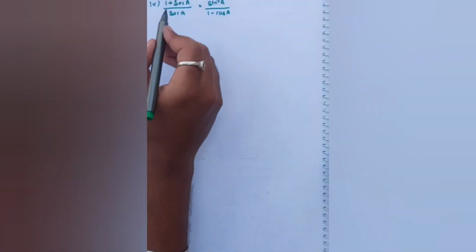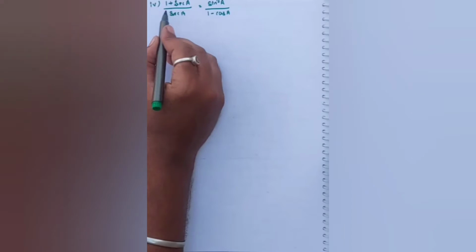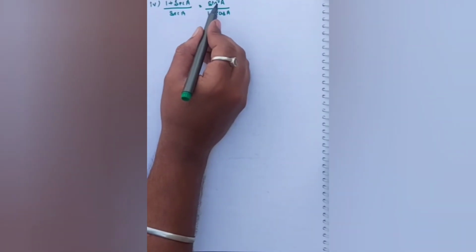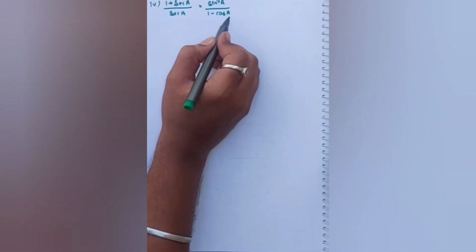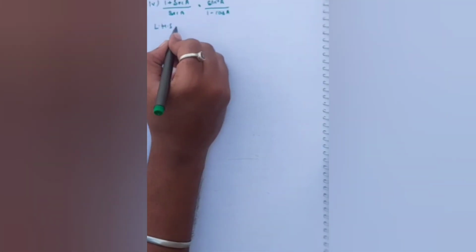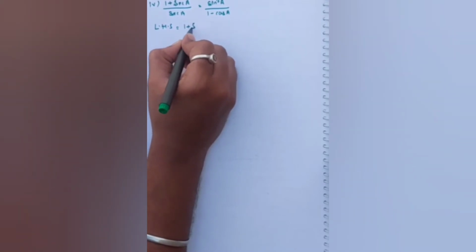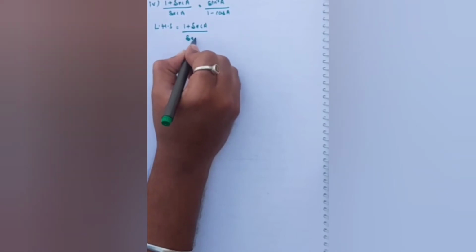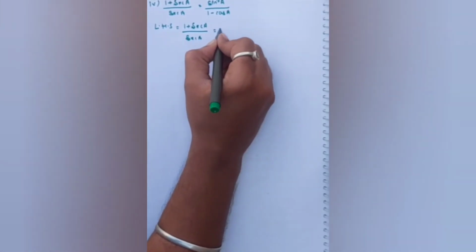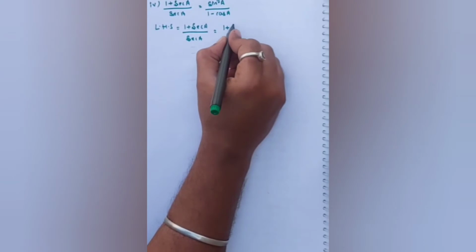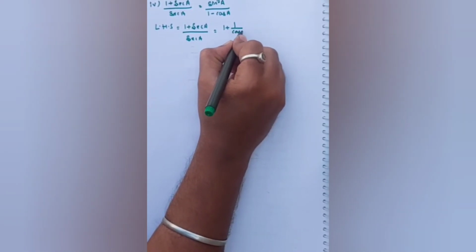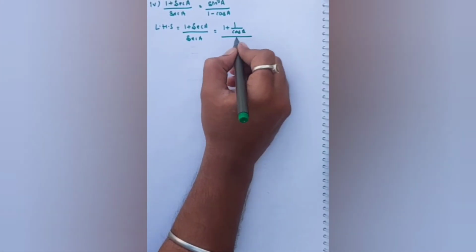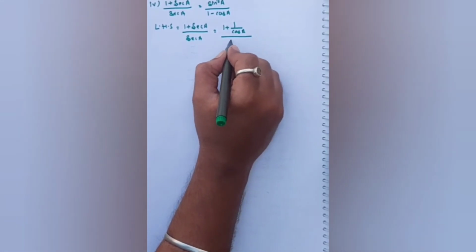Is it clear? Well students, the next problem, fourth one: 1 plus sec a divided by sec a is equal to sin square a divided by 1 minus cos square a. So first write down LHS. LHS is equal to 1 plus sec a divided by sec a. So this is equal to 1 plus sec a, we can write 1 divided by cos a, and this divided by, here also sec a, 1 divided by cos a.